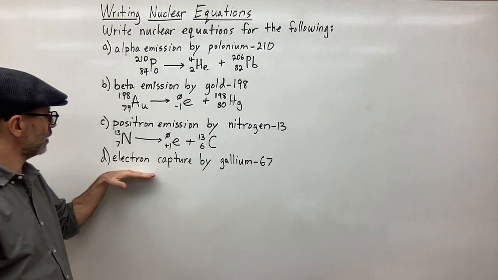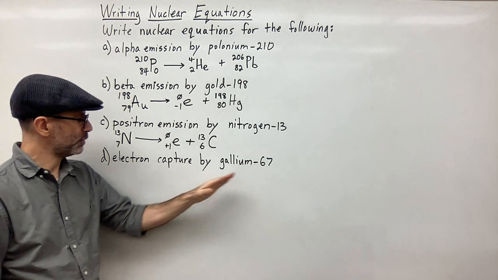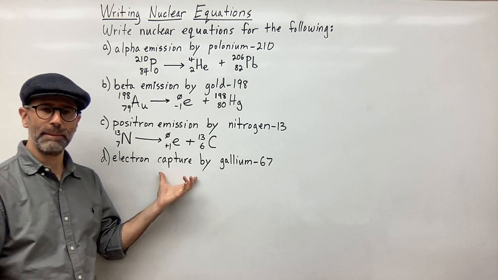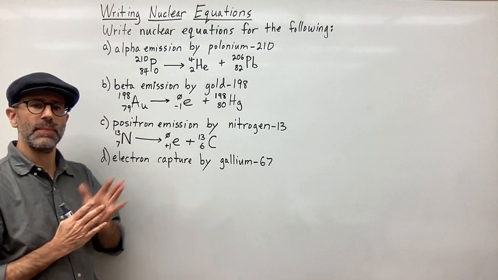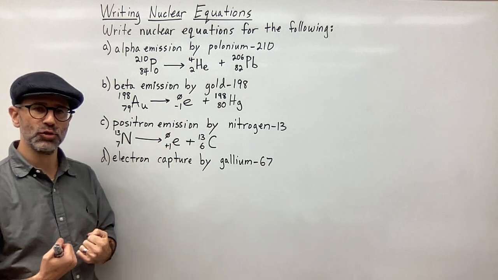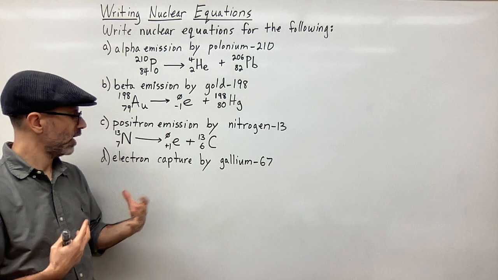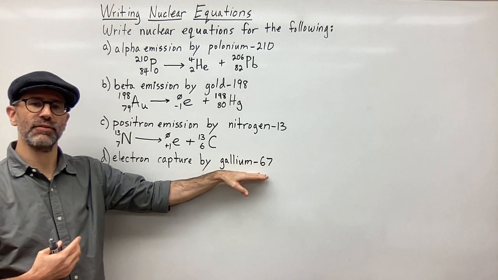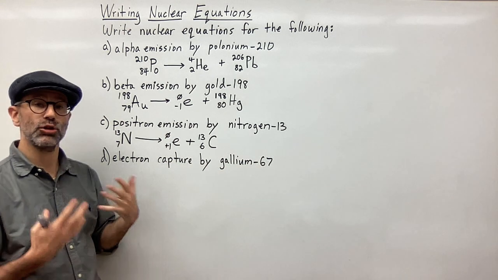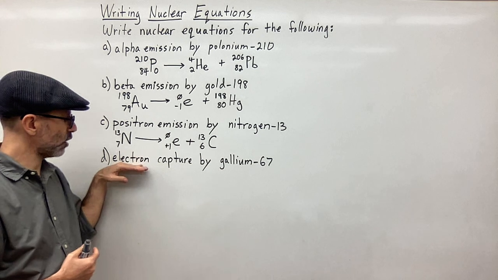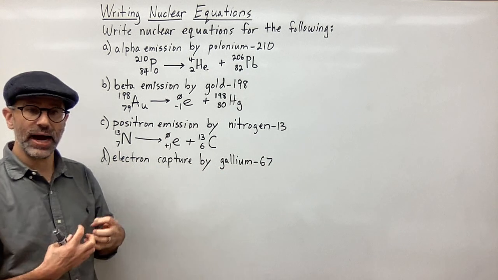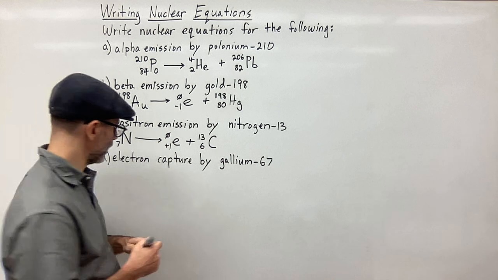And then finally, we have electron capture by gallium-67. So in this case, we're capturing, right? So we're not emitting anything. We're going to capture and absorb that into us, right? So that's the gallium. That's what gallium-67 is going to do. So in this case, we have two reactants. We have the electron plus the gallium-67, and they're going to combine to form a new daughter isotope.